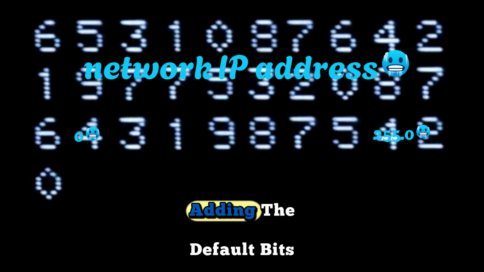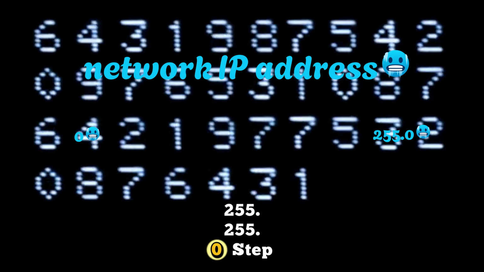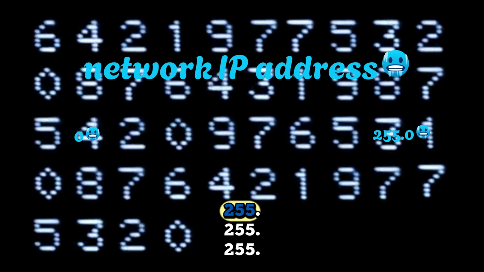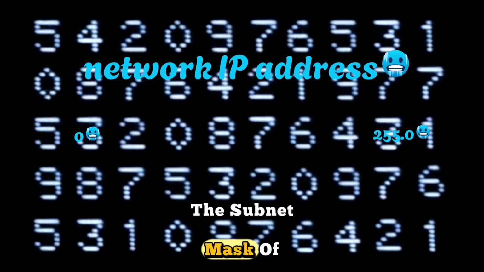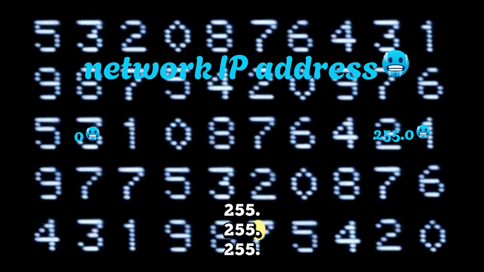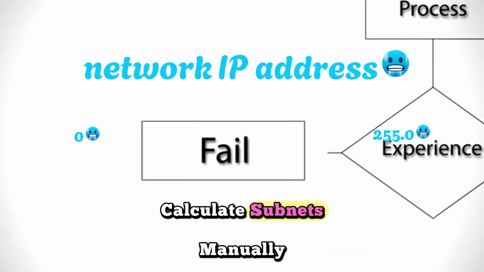Step 2. Adding the default bits, we get 255.255.255.0. Step 3. Replacing the periods with no characters gives us 255.255.255.0. Therefore, the subnet mask of 10.1.1.1/24 is 255.255.255.0. Next, we will learn how to calculate subnets manually.